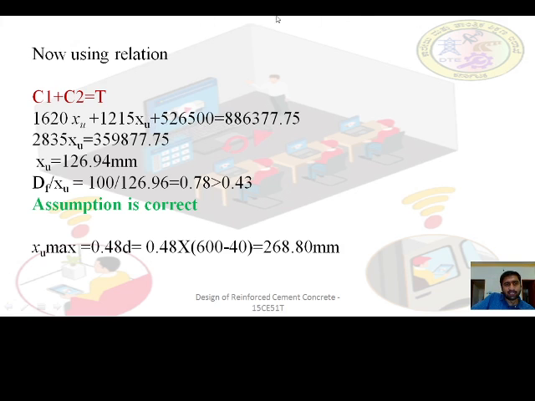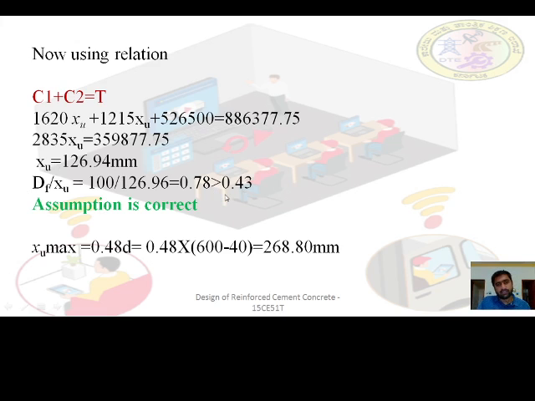T is already calculated. So we will add the common terms. So this I will add, and I will get 2835 XU. This I have to take this side, so it will be minus. That's why the new value is 359877.75. So this XU will come to the denominator, so we will divide the term. Once we divide, we will get XU as 126.94 mm. So the assumption is correct.